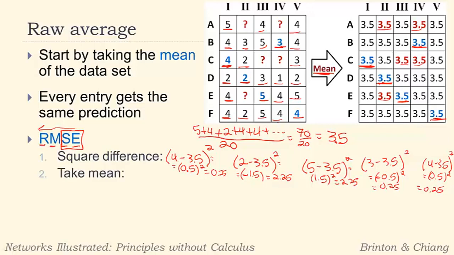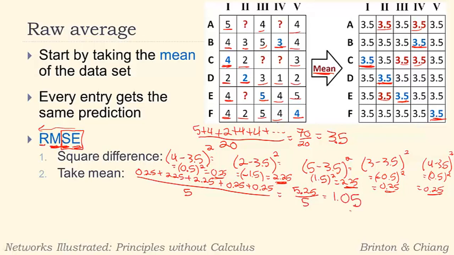Now we have to take the mean. So all these values right here, we want to find the mean of each of those values. So now we're up to the mean part. We did the squared error, now we're finding the mean. So we have 0.25, 2.25, 2.25, 0.25, and 0.25. So we have to add them up and divide by the total number. There's 5 of them. So we do 0.25 plus 2.25 plus 2.25 plus 0.25 plus 0.25, and we divide that by 5 to get the mean. And so when we do this out, we get 5.25 over 5, which is 1.05 as the mean.